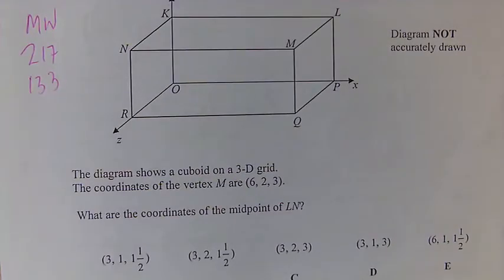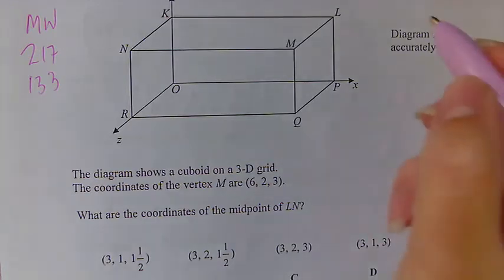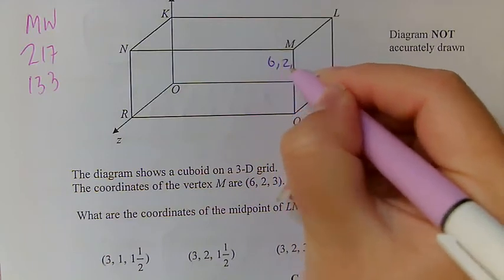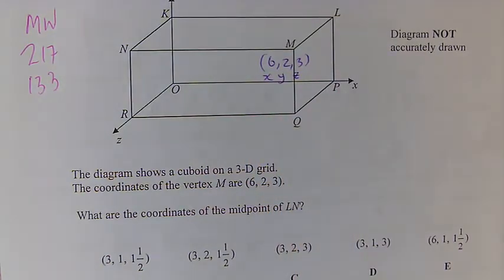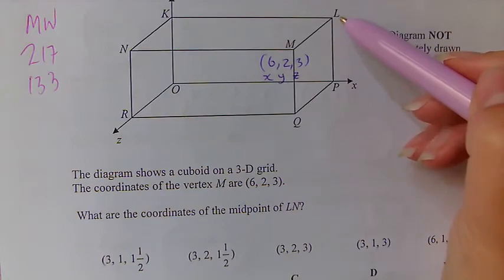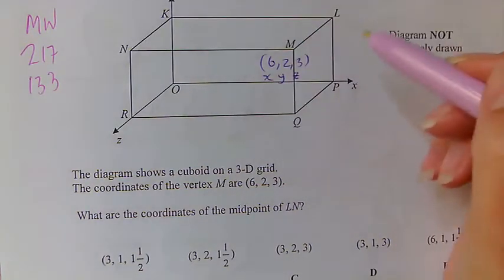Next question. The diagram shows a cuboid on a 3D grid. The coordinates of the vertex M are 6, 2, 3. Okay, so M is 6, 2, 3, and that's your x, your y, then your z. What are the coordinates of the midpoint of LN? First thing we're going to need to do, there's a couple of steps here, is work out the coordinates of L.